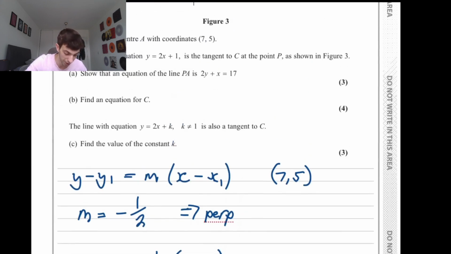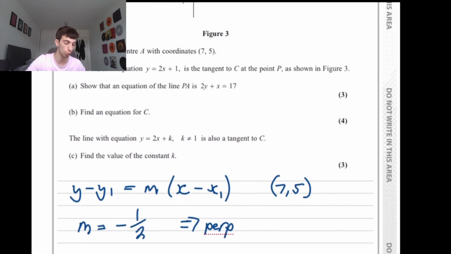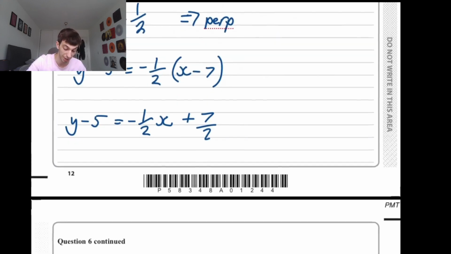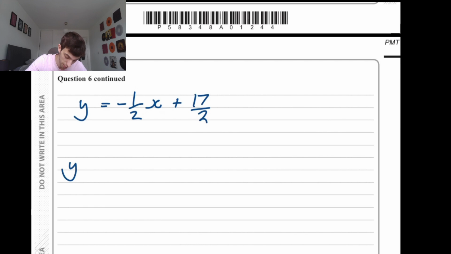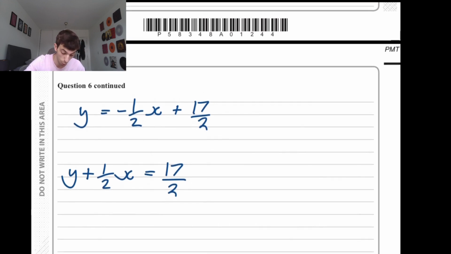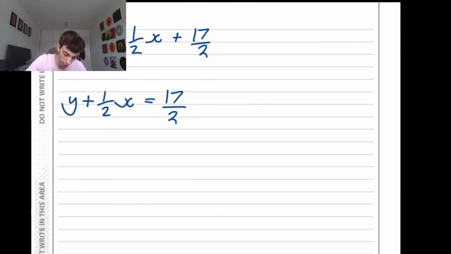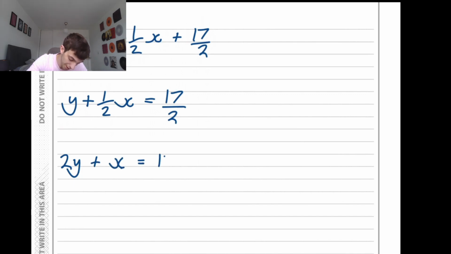From here, we can see what we're trying to get to in the show that question. We have 2y plus x equals 17. So we're going to add over that half x. So we have y plus half x will be equal to 17 over 2. What else do they want? Well, we saw that we had 2y plus x equals 17. Multiply the whole thing through by 2. So we have 2y plus x equals 17.